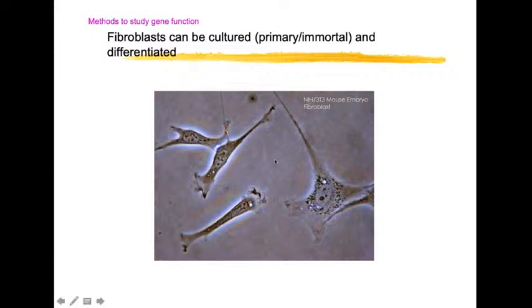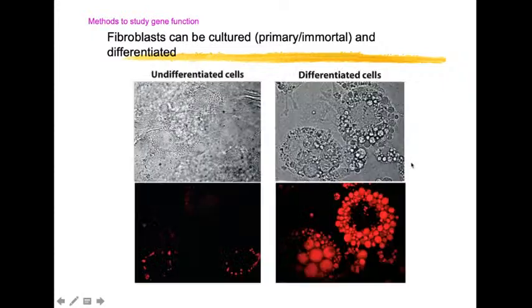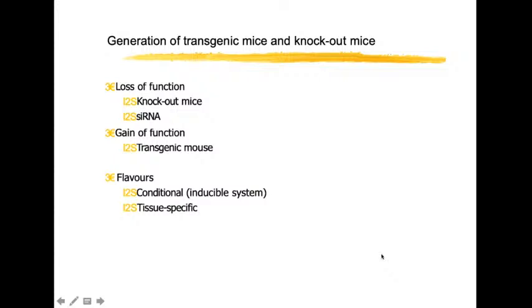Here we can see some fibroblasts which are cultured, which are primary or immortal and differentiated further. We call them NIH 3T3 mouse embryo fibroblasts. Further we can see undifferentiated cells and differentiated cells. Here on the left side are the undifferentiated fibroblasts. But when they get differentiated, with a red dye here, we can see proper function as a fibroblast. They are coming together and good to go.